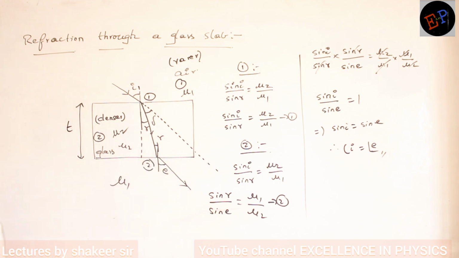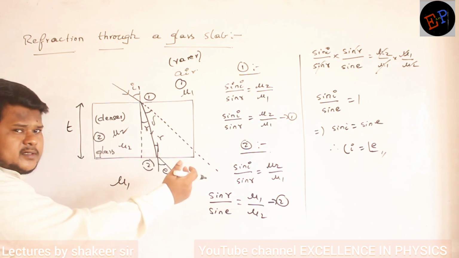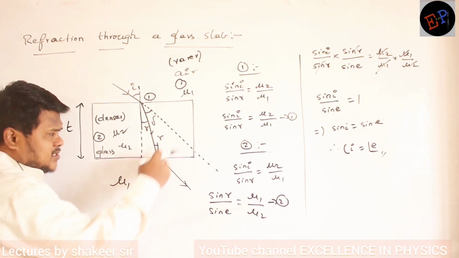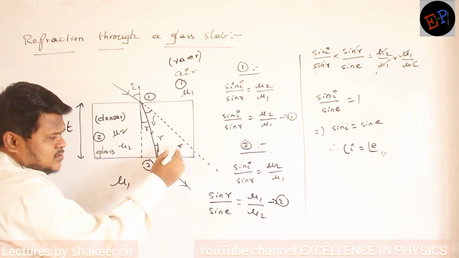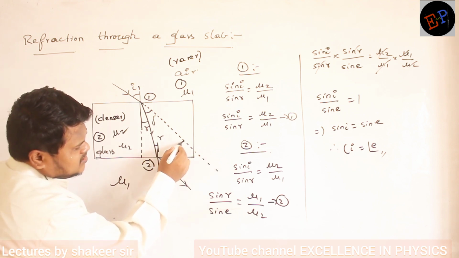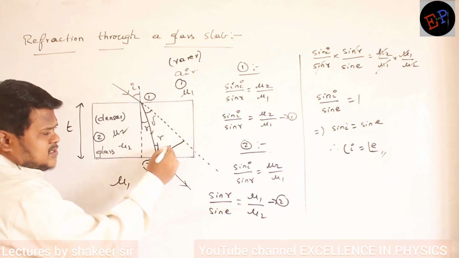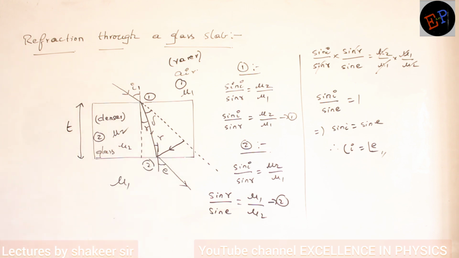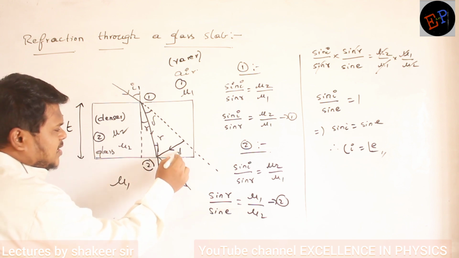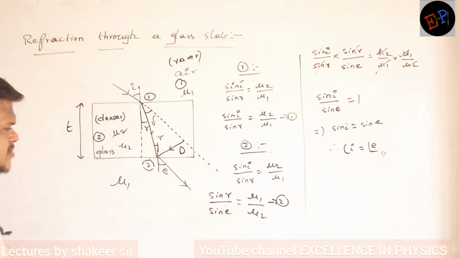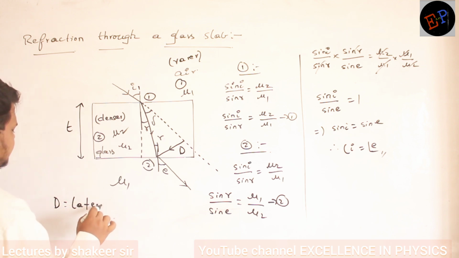Light ray has shifted backwards. Are you able to understand? Actually it should have travelled like this, but now it is travelling like this. So it has shifted by how much distance? It has shifted by this much distance backwards. Okay. And that distance I will write as a capital D. That distance, capital D, is called lateral displacement.